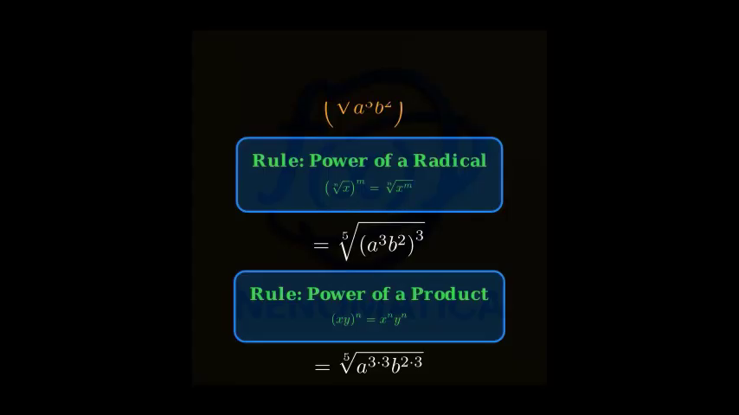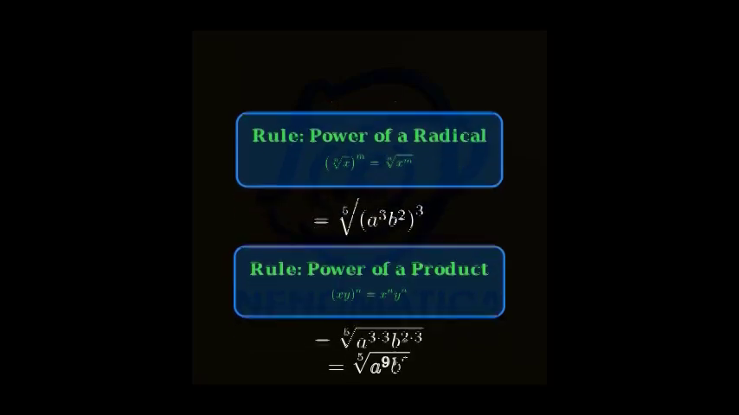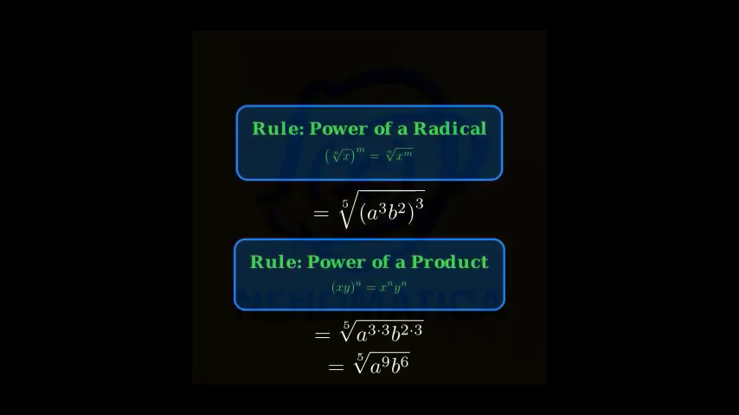When we raise a product to a power, we raise each factor to that power and then multiply them. Now, let's compute the exponents. 3 times 3 equals 9, and 2 times 3 equals 6. So we have a to the power of 9 and b to the power of 6 under the fifth root.